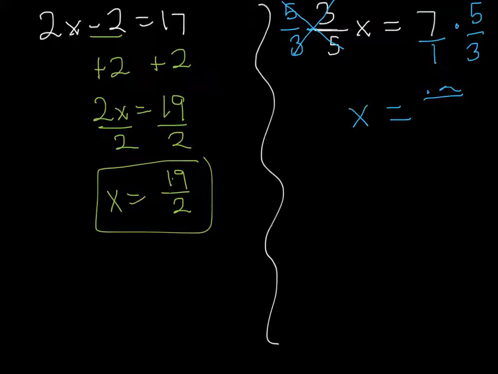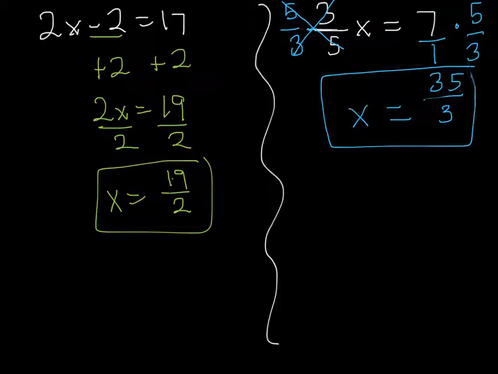Sorry, you don't get 12. You get 35. Multiply the denominators, and you get 3. Since we couldn't cancel, you won't be able to reduce either. Do not change them to mixed numbers, just leave them improper fractions.